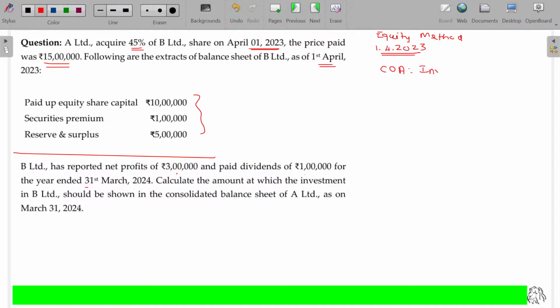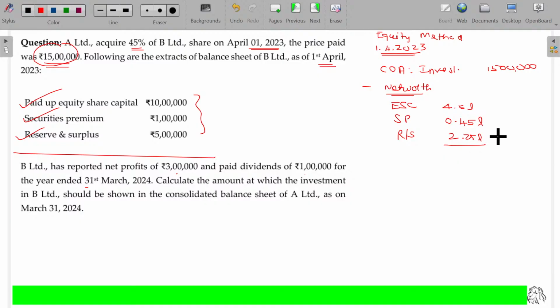Cost of acquisition of investment: what price did we pay for purchasing this? 15 lakhs, minus net worth. How much is that? Equity share capital 10 lakhs, out of that 45% being 4.5 lakhs. Securities premium 1 lakh, 45% being 0.45 lakhs. Reserves and surplus 45% on 5 lakhs, 2.25 lakhs. Overall total being 7.2 lakhs. The net worth being 7 lakhs 20,000, but we paid 15 lakhs. The excess payment being 7 lakhs 80,000.